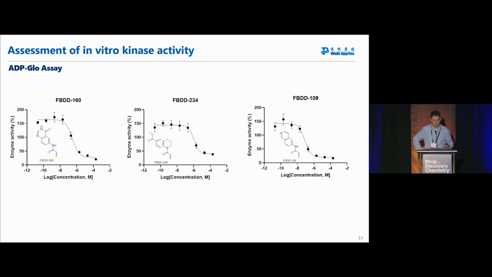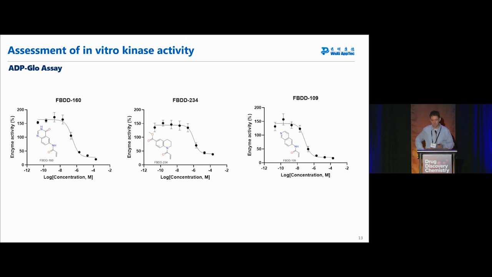And since we have observed relatively high potency, we have run an ADP-Glo assay for the best binders, and we see again a very nice correlation between the MST data, the mass spec, and the nano-DSF, and we were able to demonstrate that the fragment can very nicely inhibit the kinase activity of BTK.